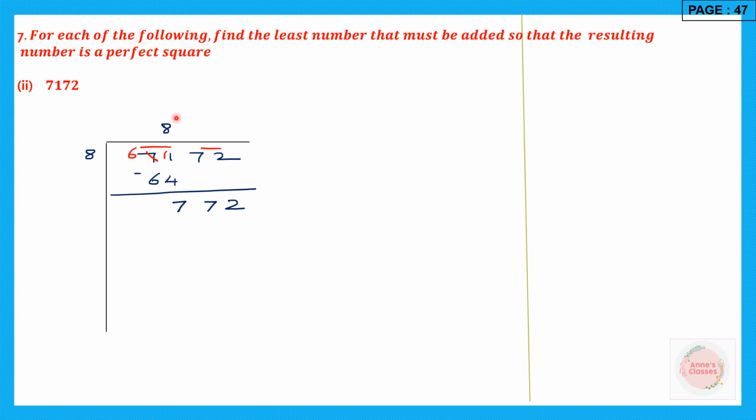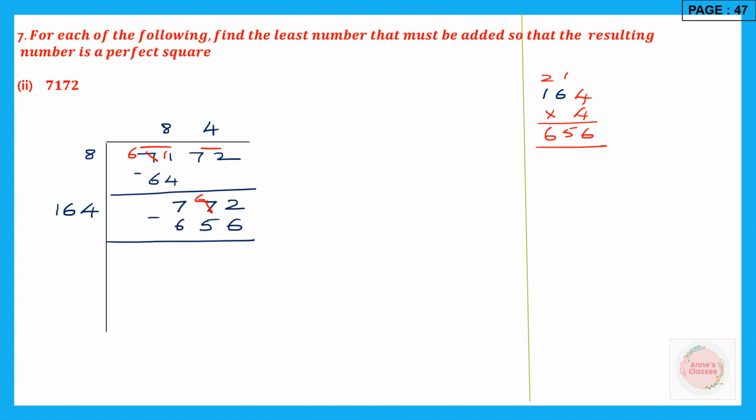Double the quotient. 8 into 2 is 16. So we have to write 16 here. Get a number next to 16 so that we get a number close to this. So let's write 4 next to it and multiply this by 4. 4 fours are 16, carry 1. 4 sixes are 24 plus 1, 25. Carry 2. 4 ones are 4, 5, 6. 656. So next to 16, we're going to write 4. So it becomes 164 into 4, that is 656.